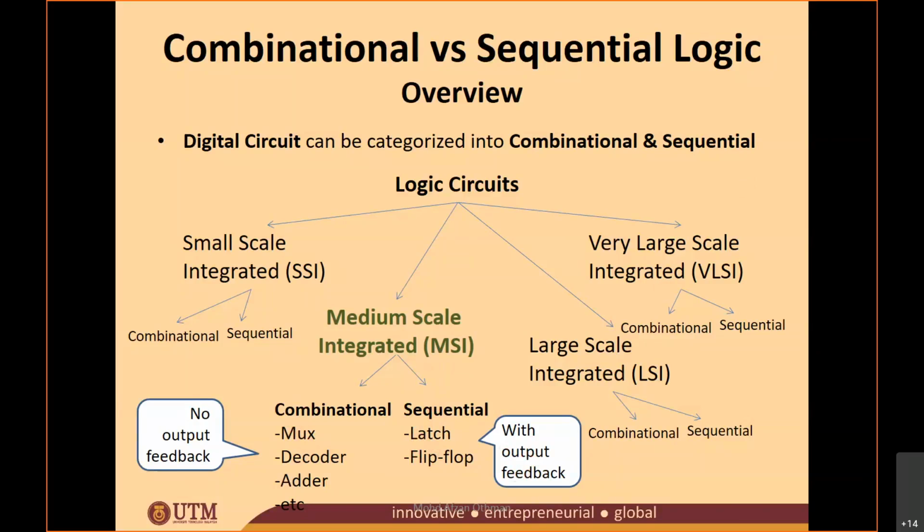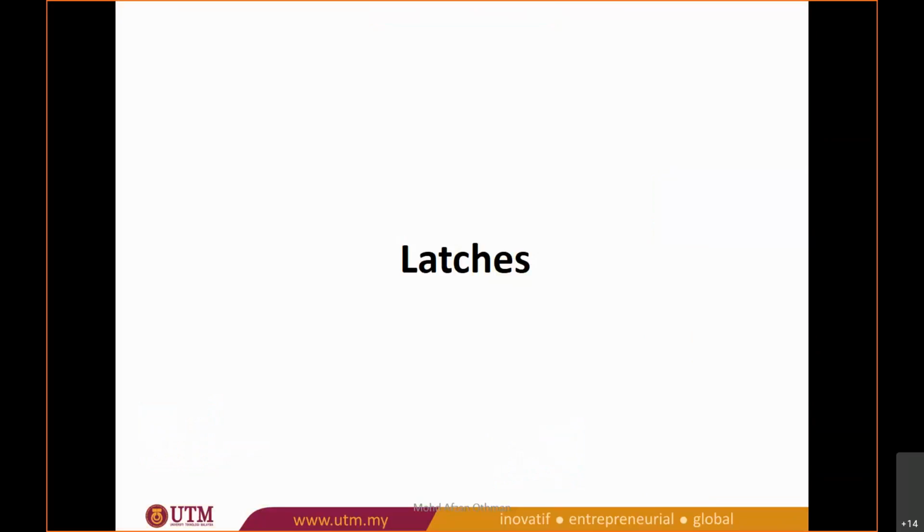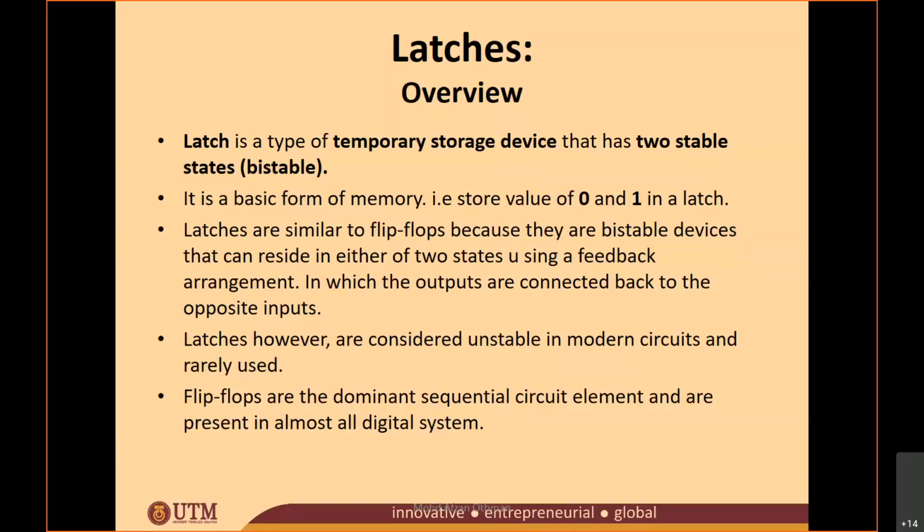Okay, so let's look at the first sequential logic circuit, which is a latch. Okay, mula-mula kita nak tengok dulu latch ni macam mana bentuk latch, apa yang latch ni buat, and etc. Okay, so latch is a type of temporary storage device that has two stable states. Okay, so latch ni digunakan untuk kita temporary store data.